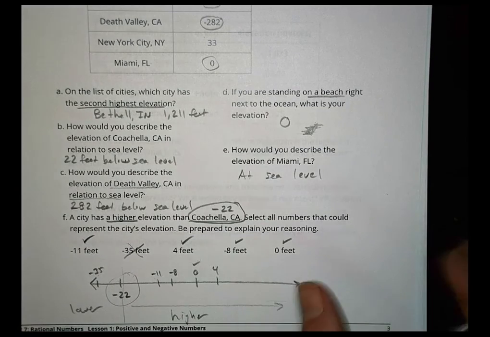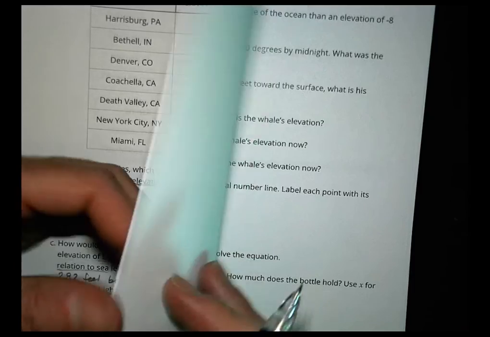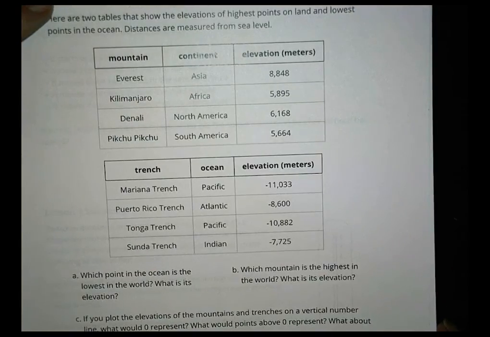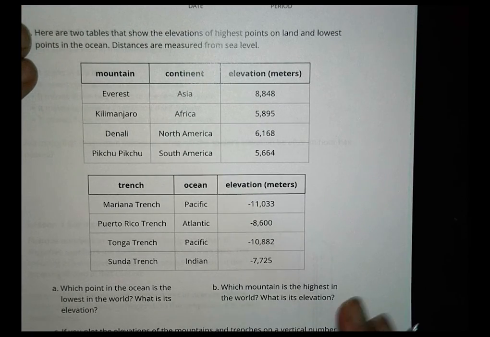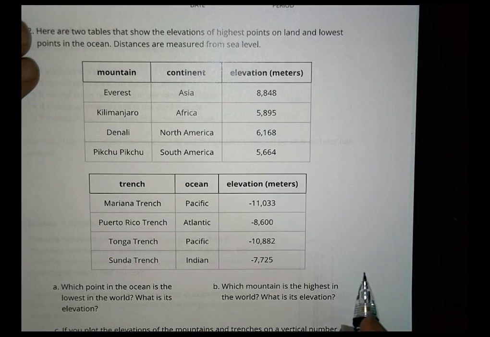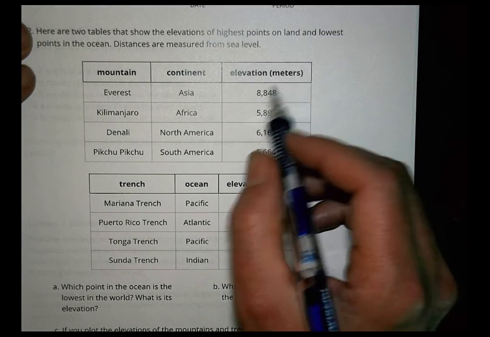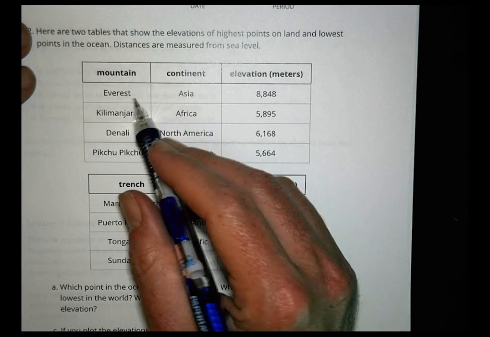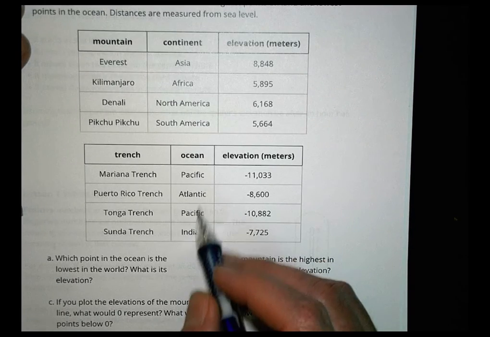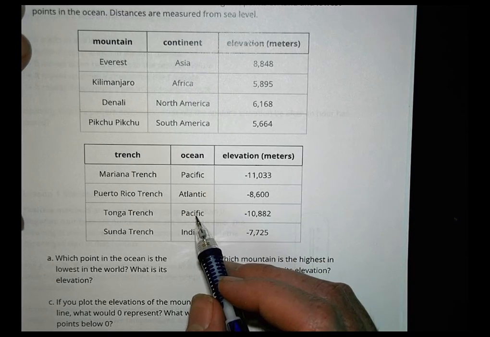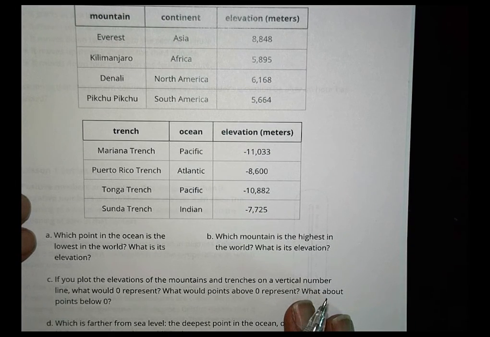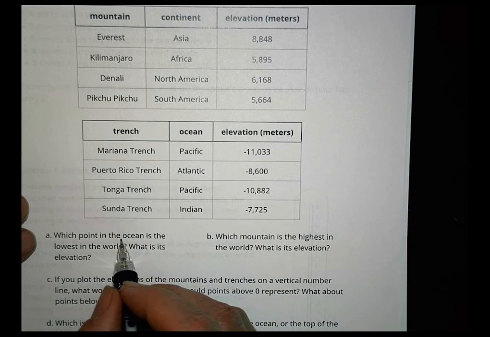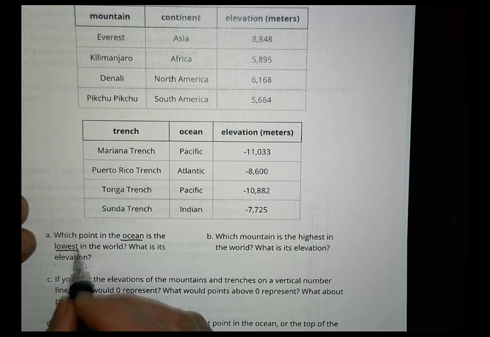Okay, let's look at the next table. The next two tables show the elevations of highest points on land and lowest points in the ocean. Distances are measured from sea level, so talking about sea level. So this is our land stuff, right? Different mountain points, and these are in the ocean, different trenches in the ocean. So for our first question, it wants to know, which point in the ocean is the lowest in the world?